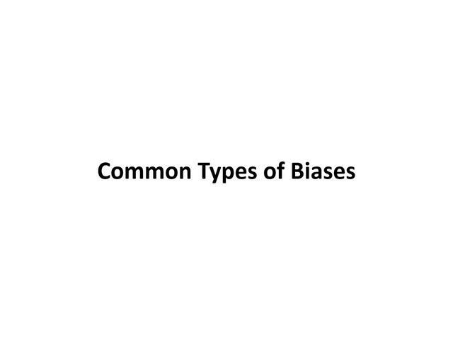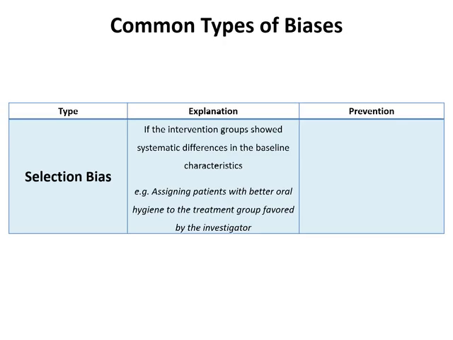Common types of bias. First of all, we have selection bias. In this case, the intervention groups showed systematic difference in the baseline characteristics. For example, when you assign patients with better oral hygiene to the treatment groups that you favor, so you are creating a selection bias because you are making one group better than the other. This can be prevented by adequate randomization, because in this case you don't have a chance to select your people in the favored group.